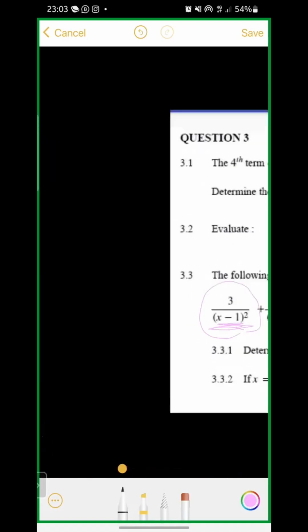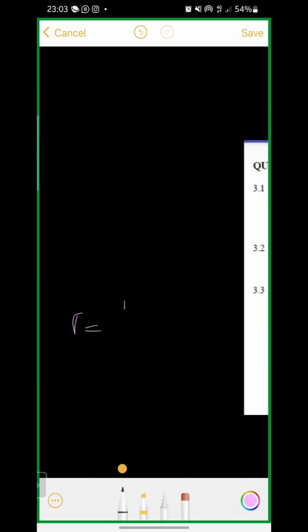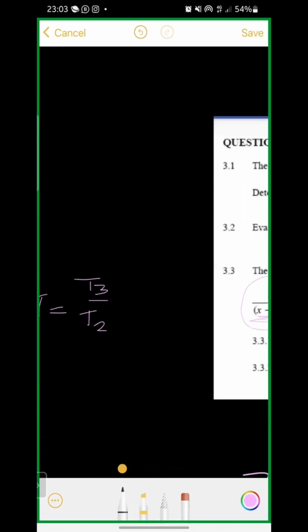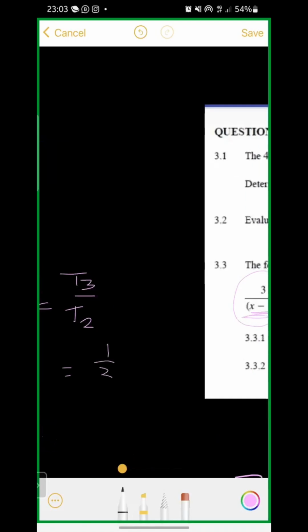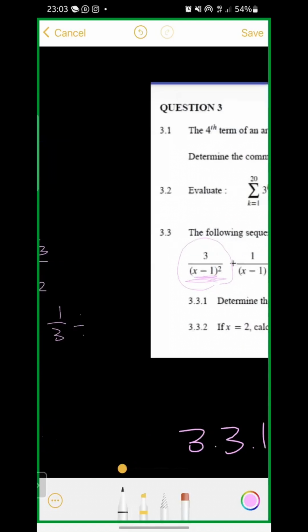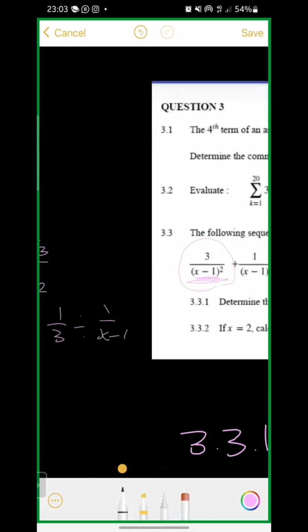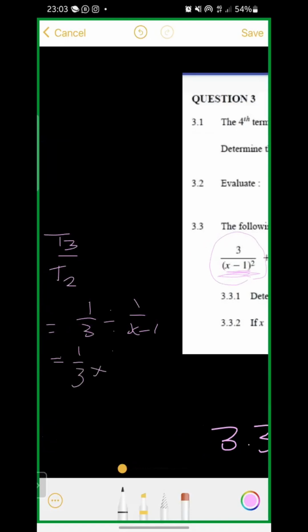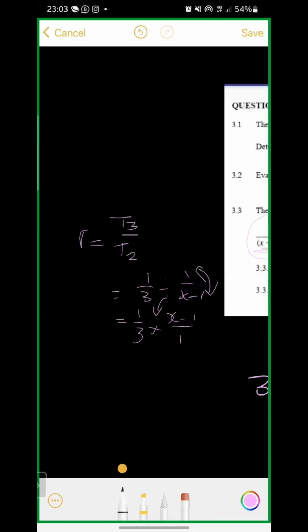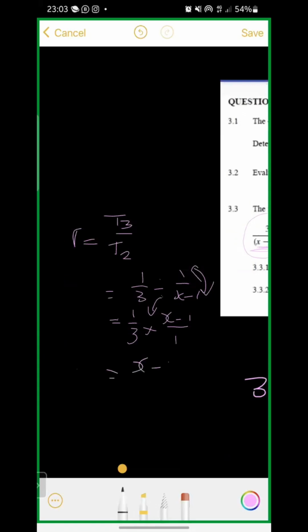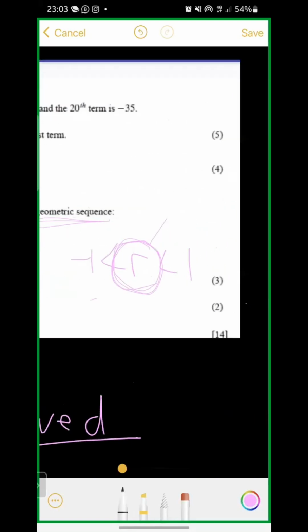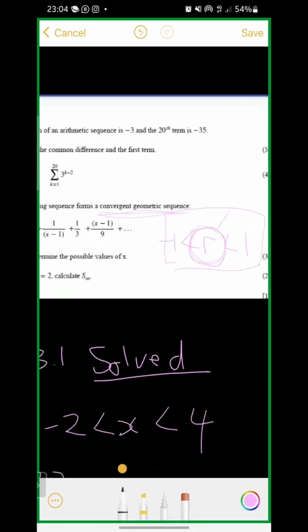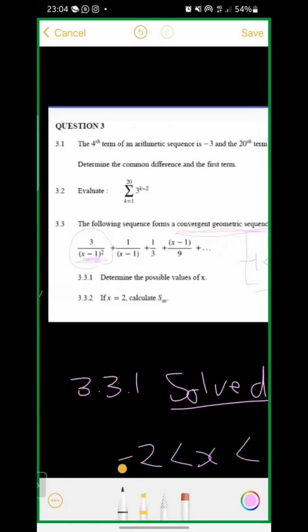So remember we said our R, right? We used term 3 and term 2, so you say T3 over T2. So our term 3 was a third, then we said divided by our second term, which is 1 over X minus 1. And then we did our tips and times, 1 over 3 multiplied by X minus 1 over 1. So we tipped this and then we changed division to multiplication. Right, so everybody gets that. And we got our X minus 1 over 3. So this was our R in terms of X, which we used to replace into this formula to find our possible values of X as we were asked in 3.3.1, right?